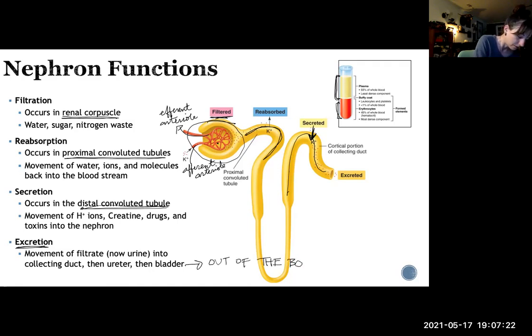Okay, so don't get it twisted. When something is reabsorbed at the nephron, it's being reabsorbed back into the body. Back into the blood. To secrete something is to take it from the blood and put it into the nephron.